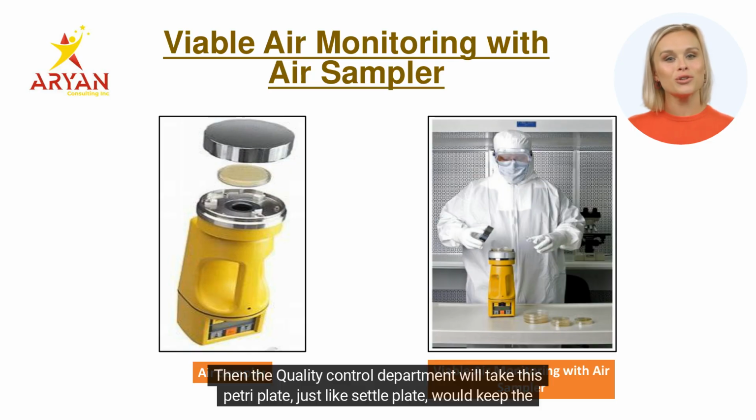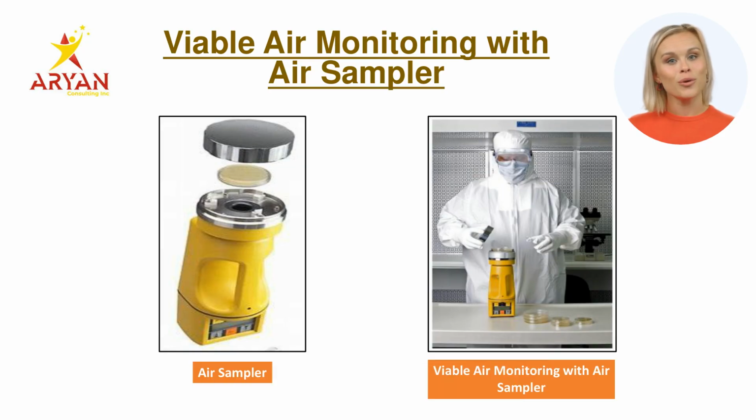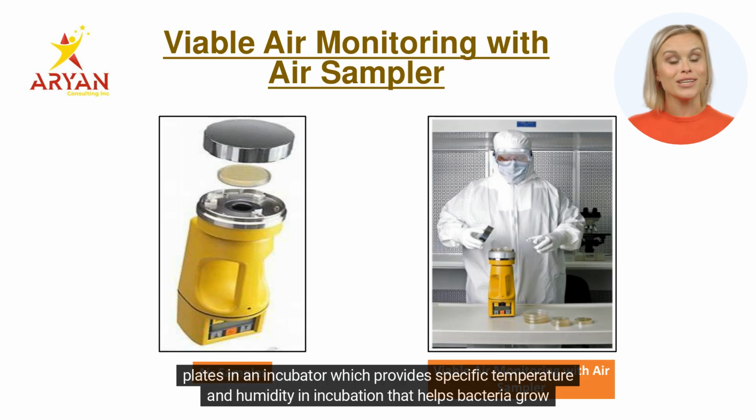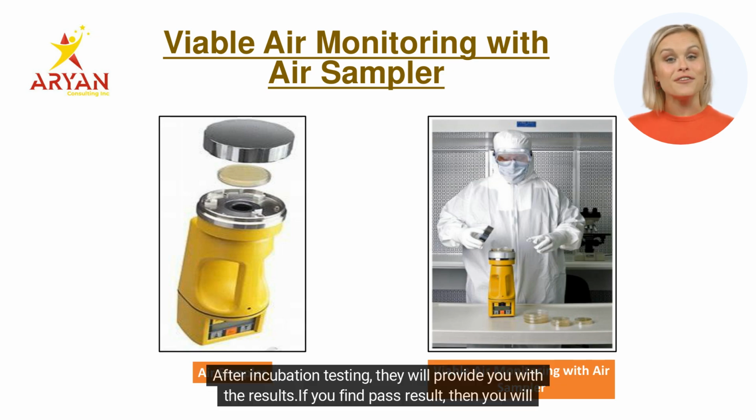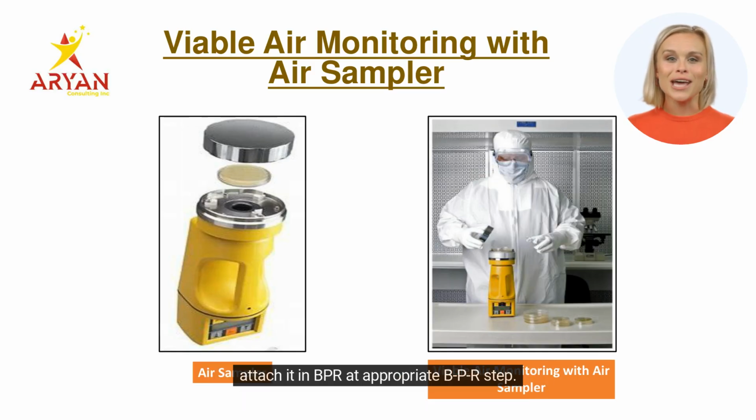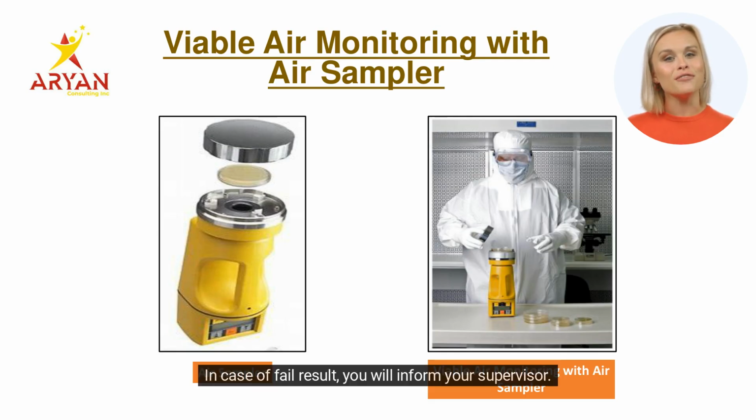Then the quality control department will take this Petri plate, just like a settle plate, and keep the plates in an incubator, which provides specific temperature and humidity that helps bacteria grow and can be seen. After incubation testing, they will provide you with the results. If you find a pass result, then you will attach it in the BPR at the appropriate BPR step. In case of a fail result, you will inform your supervisor.